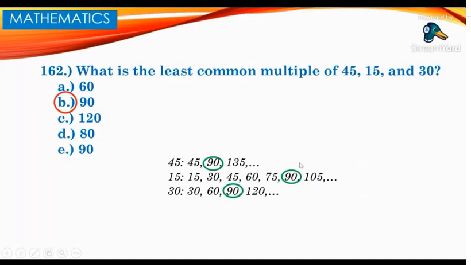Ibig sabihin yung pinakamababang common po sa tatlo. We could not consider 45 kasi sa 30 po walang 45. Or we could not consider 30 kasi pagdating dito naman sa 45 walang 30. So yung pinaka-common sa lahat po is 90. So this is the least common multiple of 45, 15, and 30.